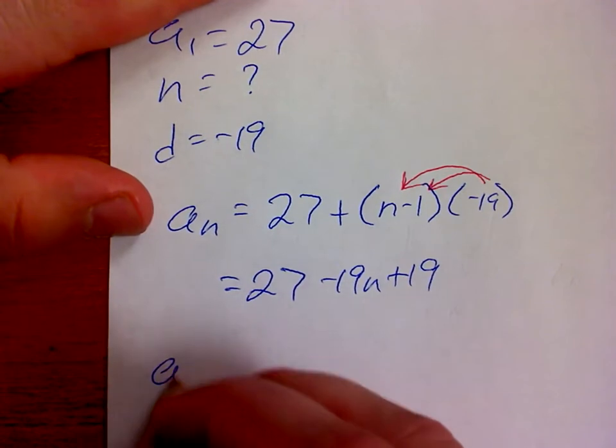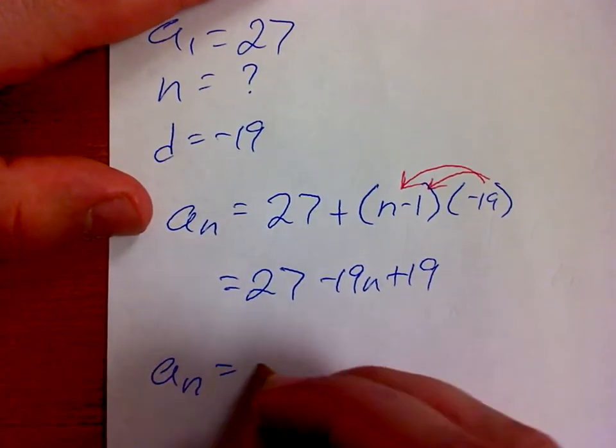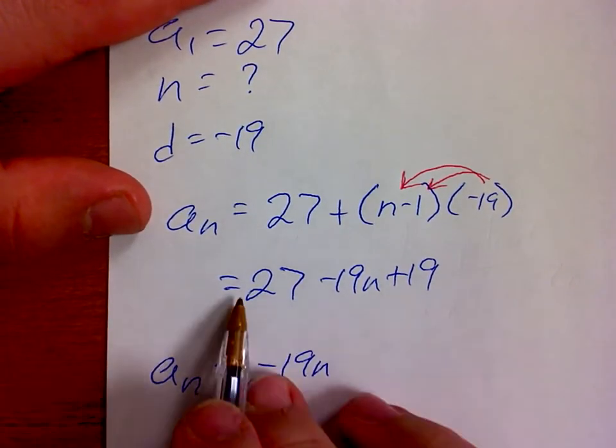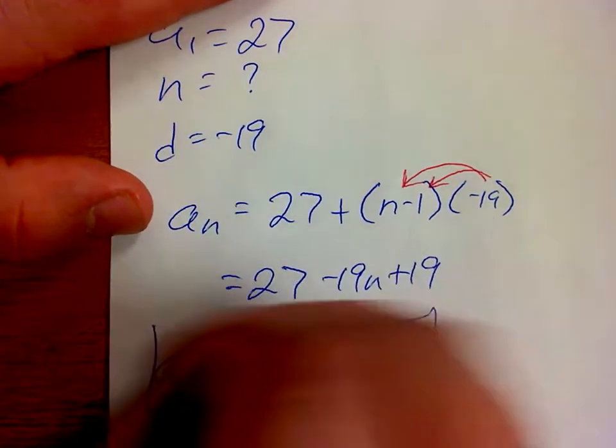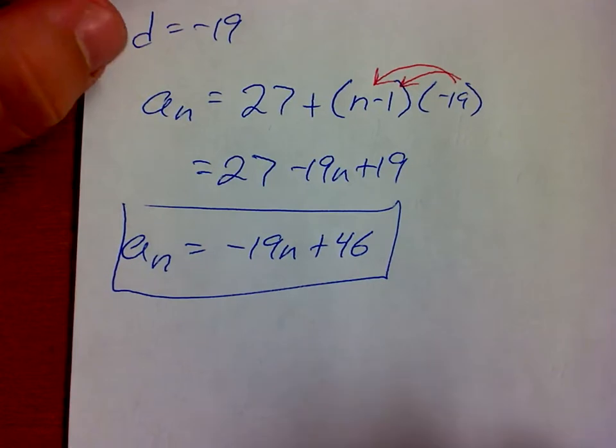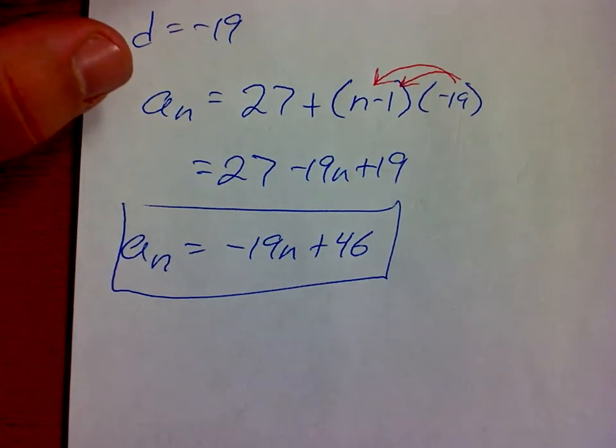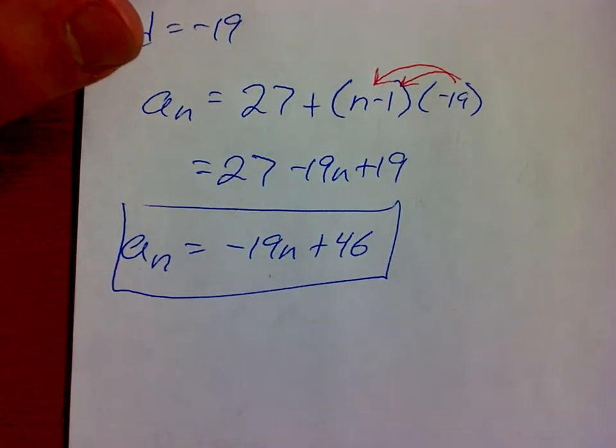And now combine our like terms. There's only one thing with the n, so we'll leave it as negative 19n. Combine the 27 and 19 together to give us a positive 46. Now we leave our sequence here being negative 19n plus 46.